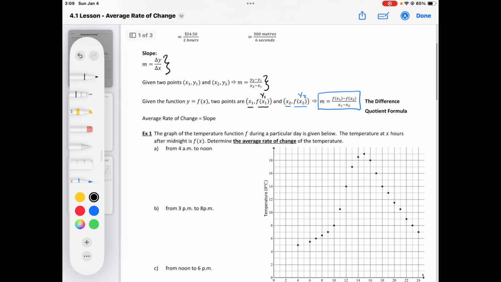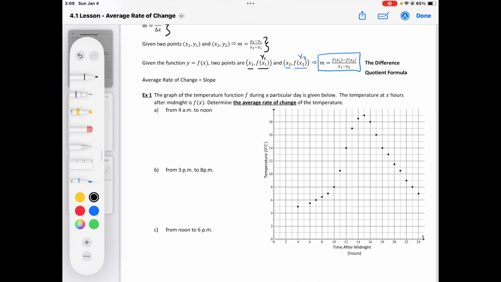So we can calculate the average rate of change of the temperature based on a graph here. Our first one is changing from 4 a.m. to noon. So this is x1 and x2, and our corresponding y values are the y values of those points. Here at 4 a.m., this is our x1, f at x1, and our noon, which is right here, is x2, f at x2, and then we can put those values into our slope formula.